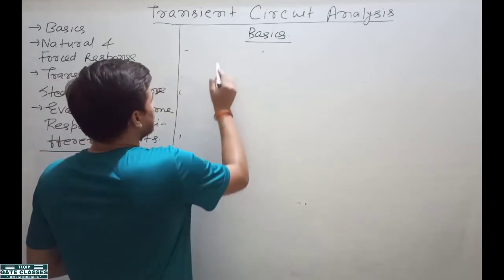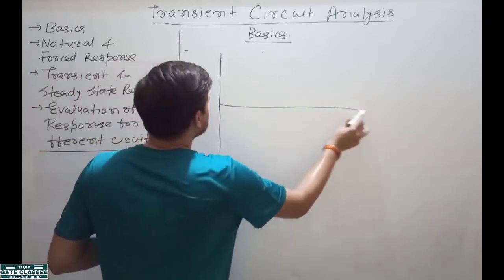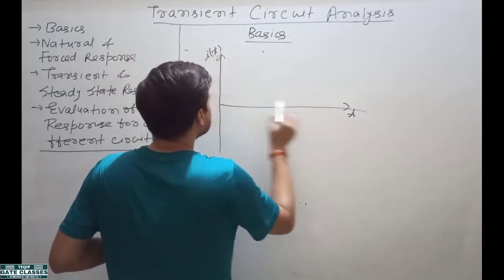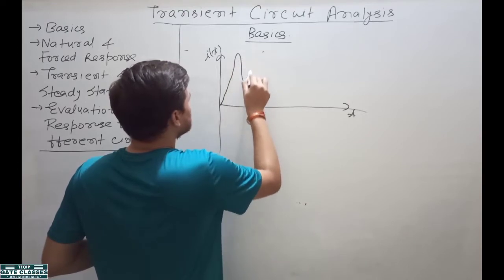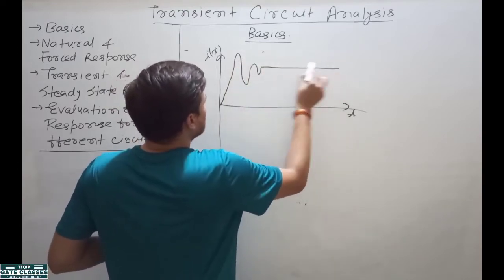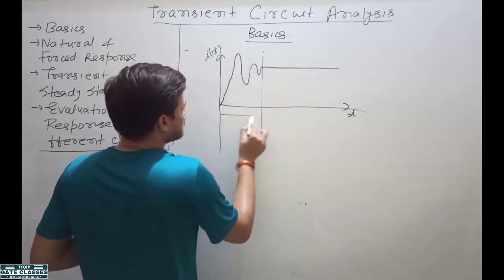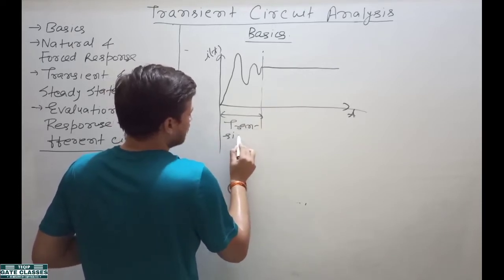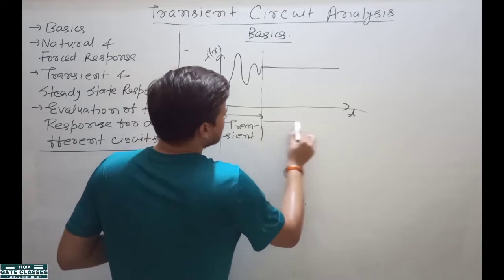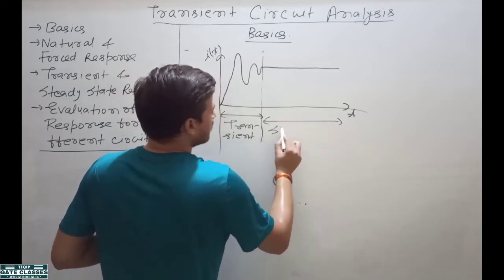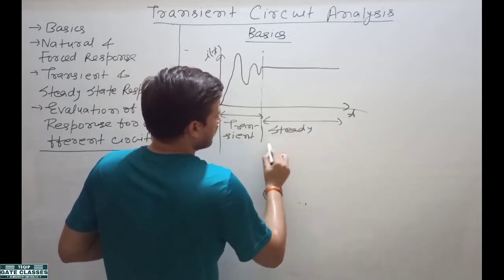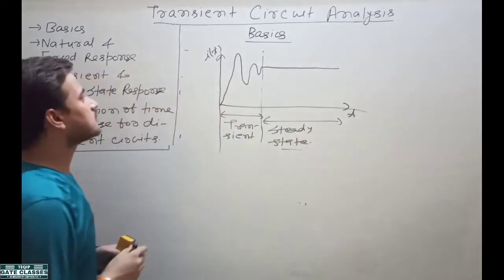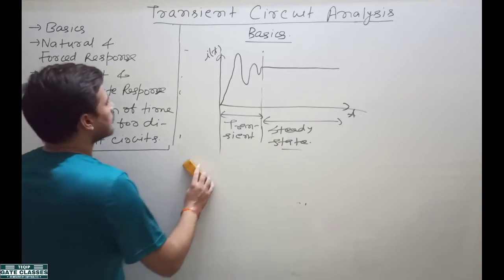That means, suppose you are having a waveform like this one. Suppose this is current i(t), this is time axis t. You are having the waveform like this one. So this period is called transient period, and after this the whole period is called a steady state. Clear? The whole period is called a steady state.